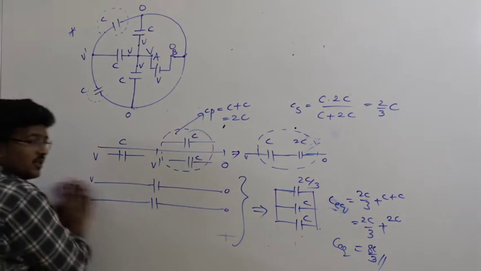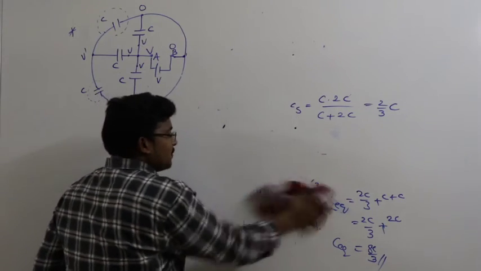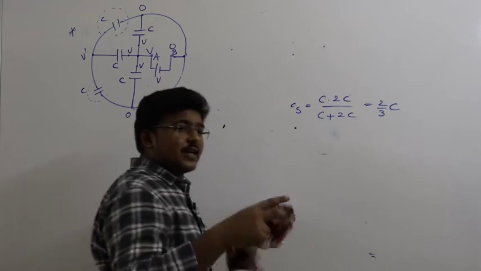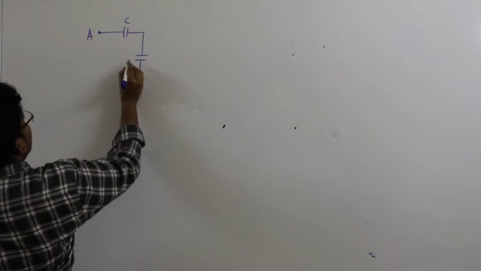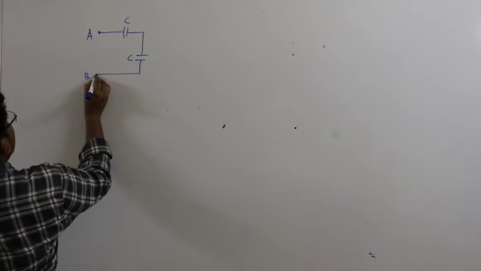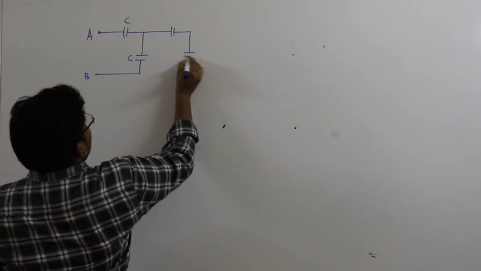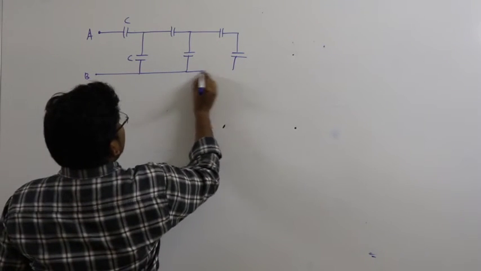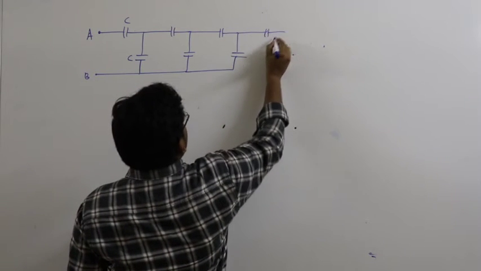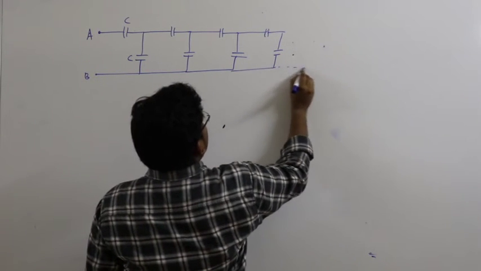So I think we discussed the infinite ladder circuit, right? Infinite ladder means the same loop is going to continue. Now we are going to see the same kind of problem with different values. Here is the circuit I am drawing. This is A, this is capacitance C, and this is one more capacitance C, and this is B. Now here, the same structure with different values I will keep. Like this it is going to infinity.